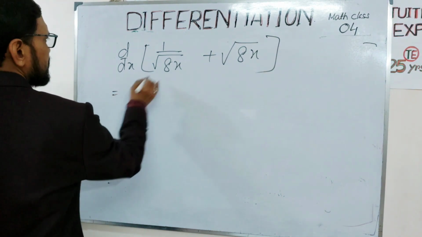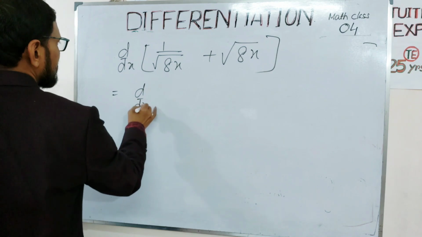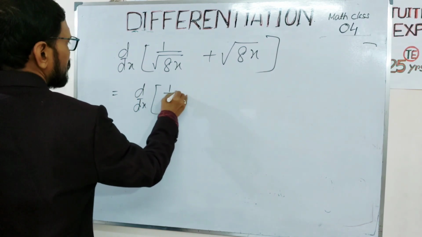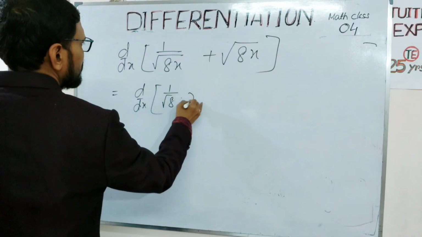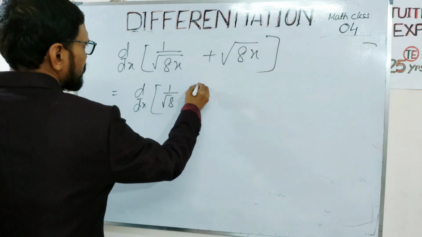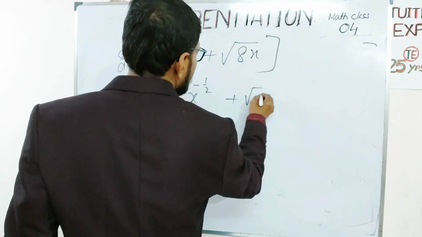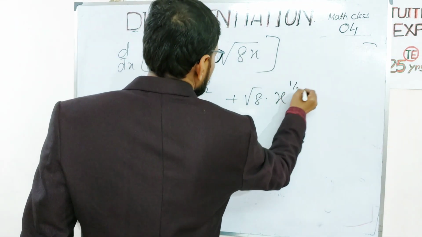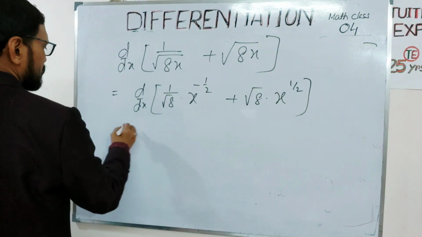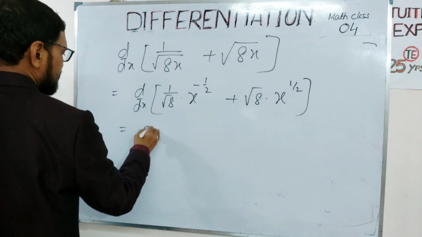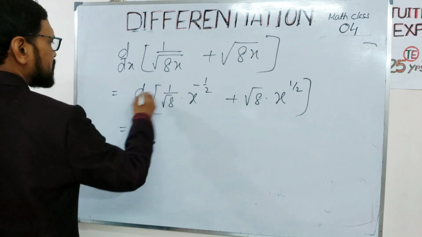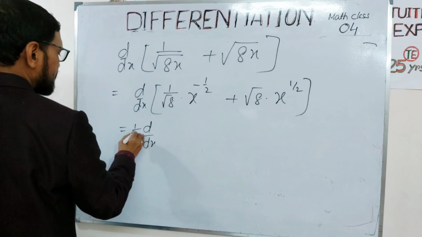Now we have to simplify this. d/dx of 1 by root 8 is a constant. Now this becomes root x, meaning x to the power minus half. We have to write it this way, plus root 8 into x to the power half. First we have to write this. Now d/dx, multiply this, and the constant term will be outside.